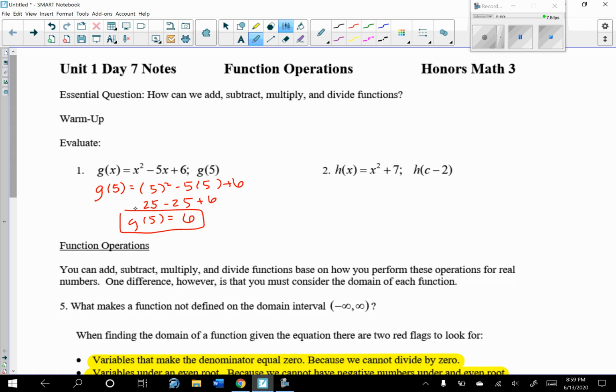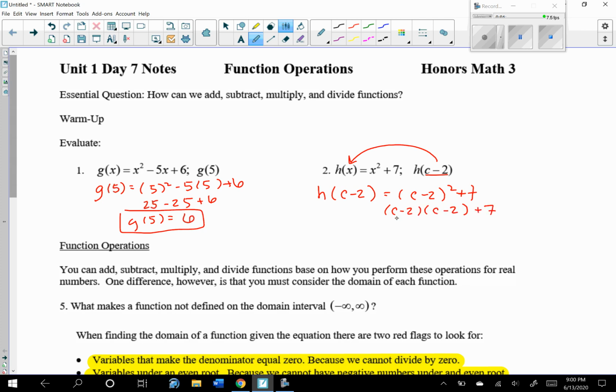Looking over here, same thing, except for now we're not just plugging in a number, we have a variable and a number we're plugging in for this h of x for x. So we're doing h of c minus 2. So everywhere we have x, we're plugging in c minus 2 and adding that 7. So here, be careful, because remember that when you have a binomial squared, you need to write it out twice and FOIL.